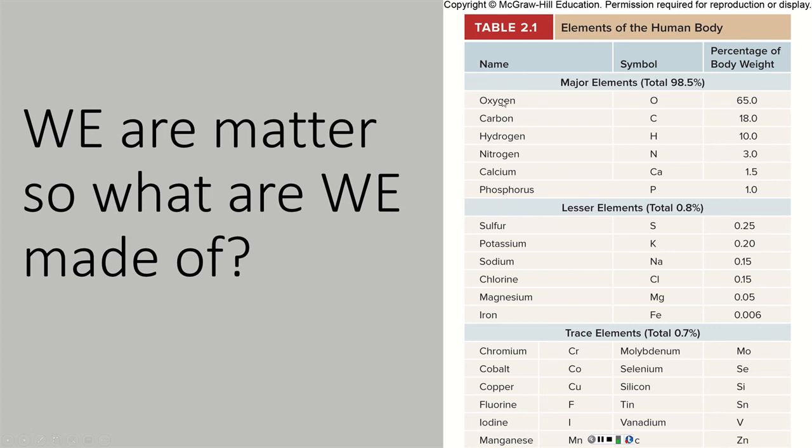So I want you to know the names of these elements. Don't worry about the percentage. These 6 elements make up the vast majority of our body weight. They are the major elements that our body is made of. These other elements, don't worry about knowing, okay, lesser elements. Don't worry about knowing, okay, trace elements. But you will, just because we talk about them a lot, learn about things like potassium and sodium, chlorine and iron.